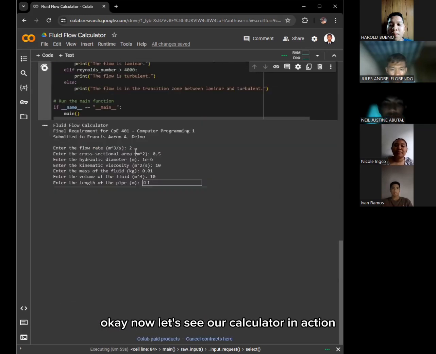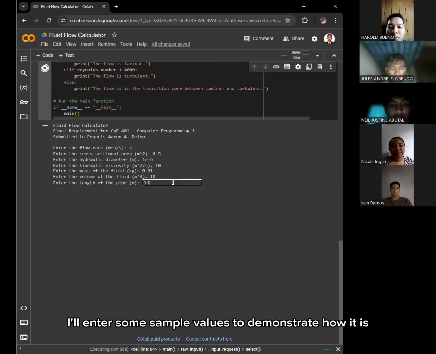Now let's see our calculator in action. I'll enter some sample values to demonstrate how easy it is to use.